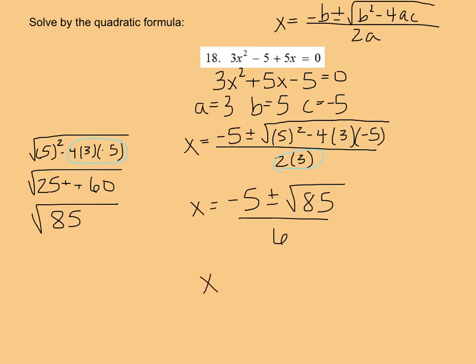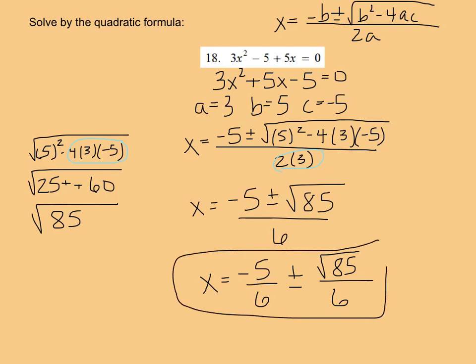Okay, break your answer up into the real part and the radical part. Remember, both of those things, both of them are over 6. It's all over 6. So this is over 6 and this is over 6. So you have your final answer.